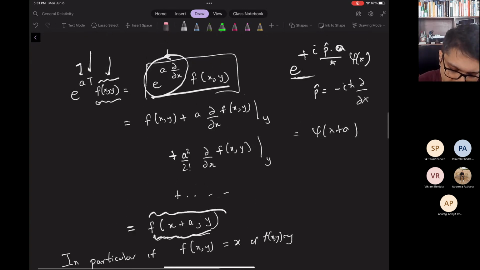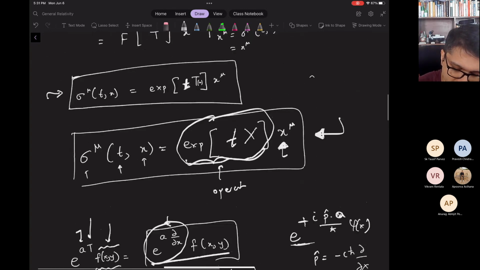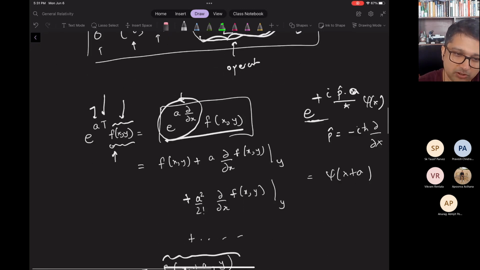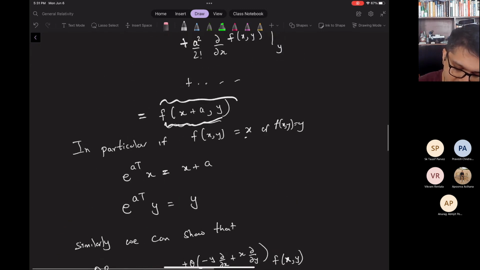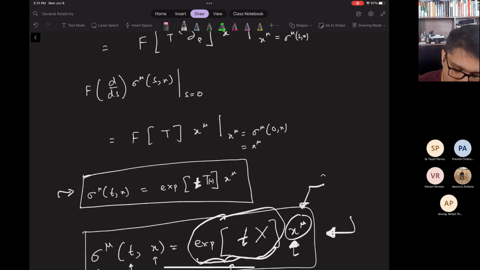And so in particular now, if I choose these functions to be coordinate functions, just the x coordinate or y coordinate of my starting point, so that f of x y is x, or f of x y is y, then e to the a t acting on x will give me x plus a, and acting on y will just give me y. In other words, the new coordinates of the point x y become x plus a comma y.